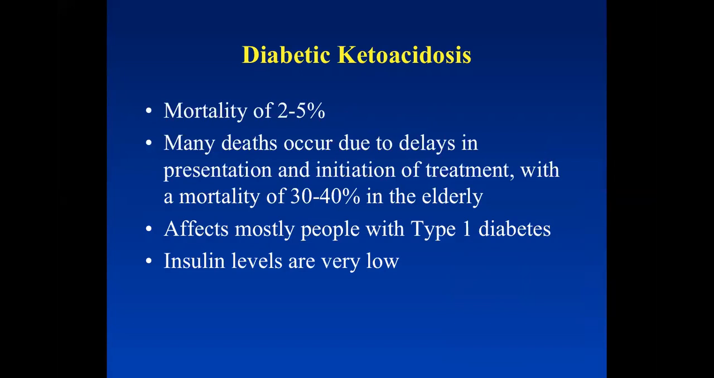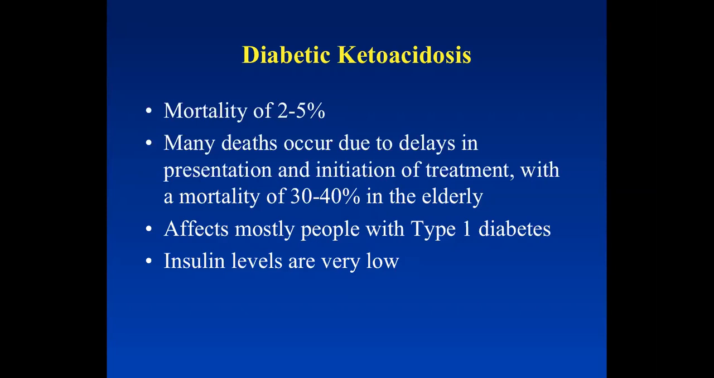Diabetic ketoacidosis is where patients with diabetes, especially type 1 diabetes, develop acidosis with ketonemia, ketone bodies in the blood. They have a mortality of 2 to 5%. Of 100 patients who come in with diabetic ketoacidosis, 2 to 5 patients die. These deaths occur because there's a delay in presentation and initiation of treatment, so they are at higher risk of dying if they present late or the treatment is delayed.